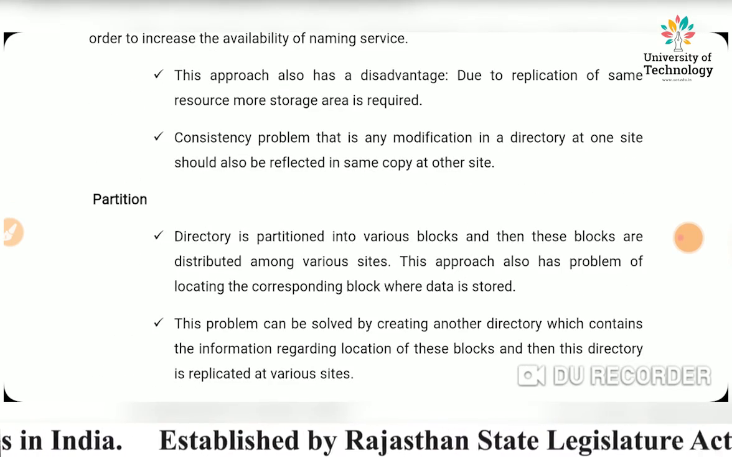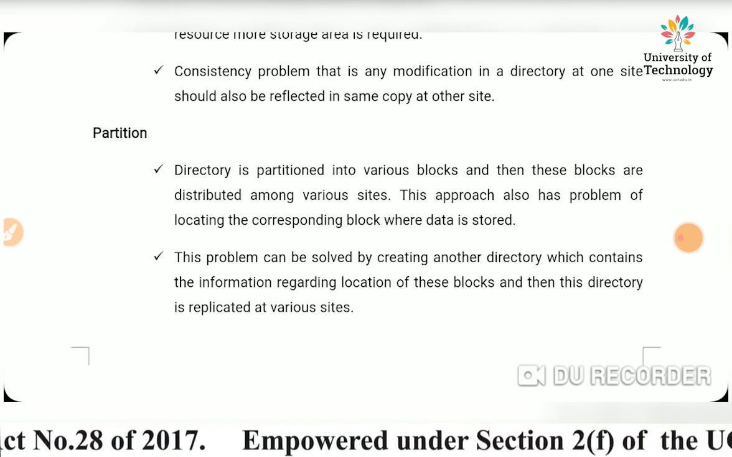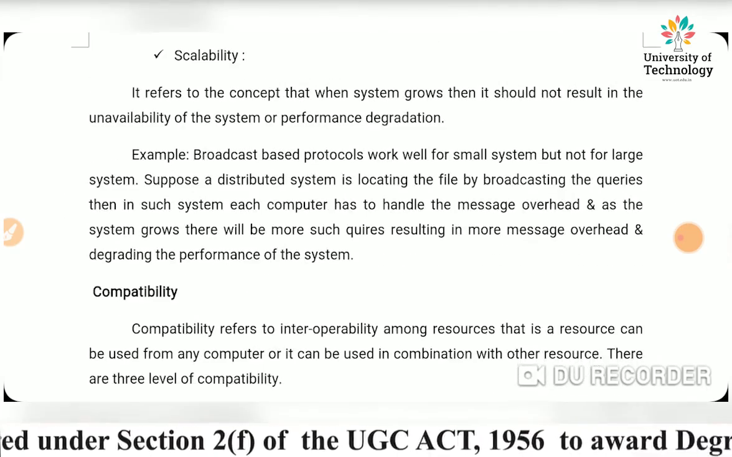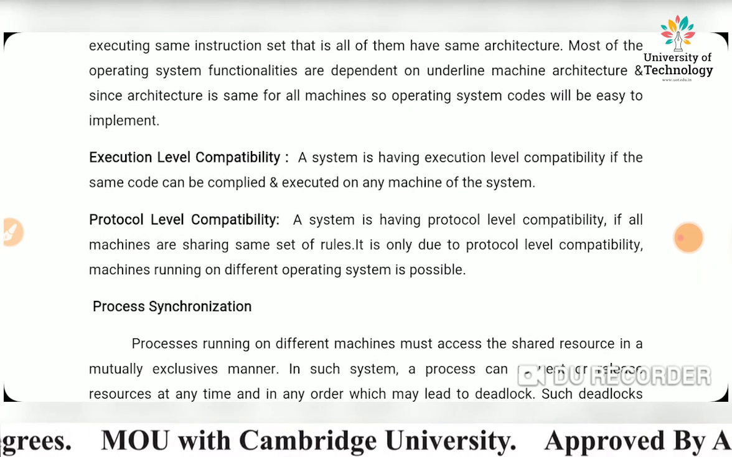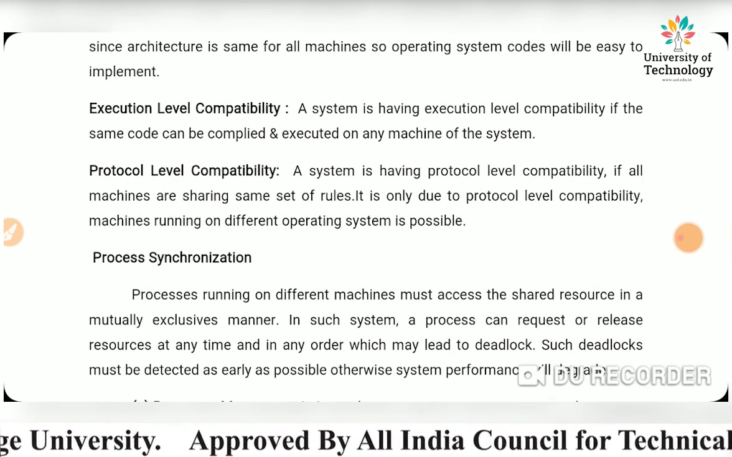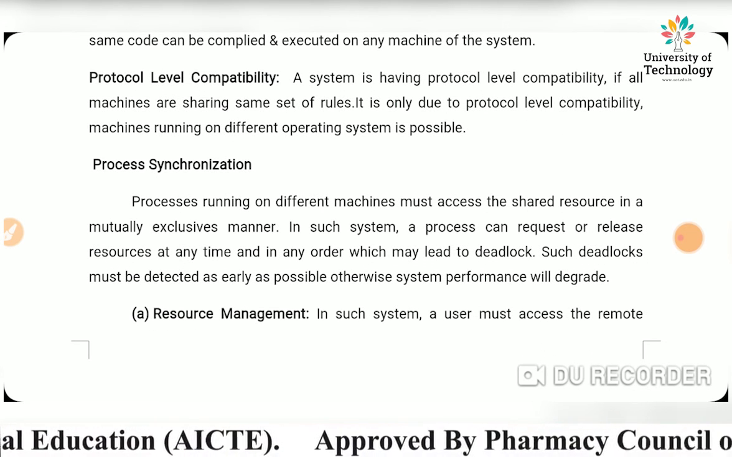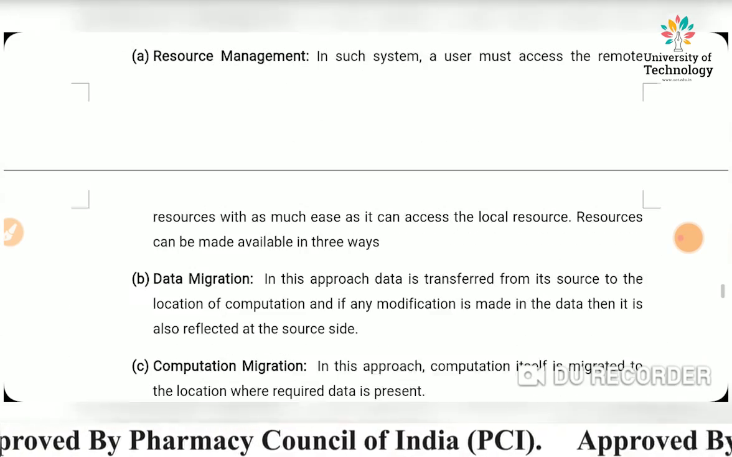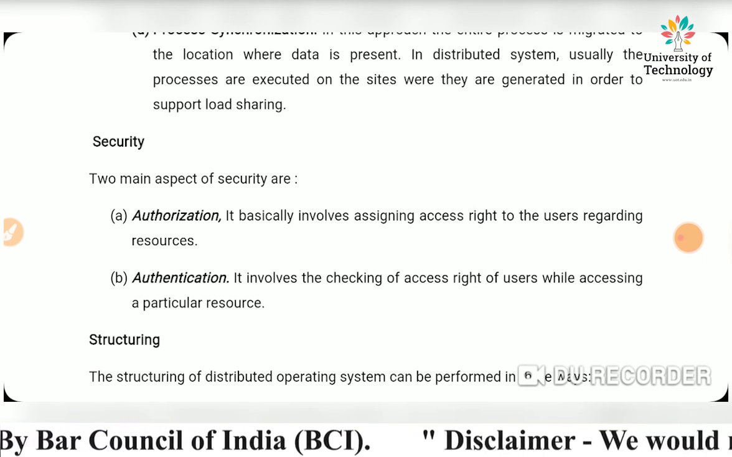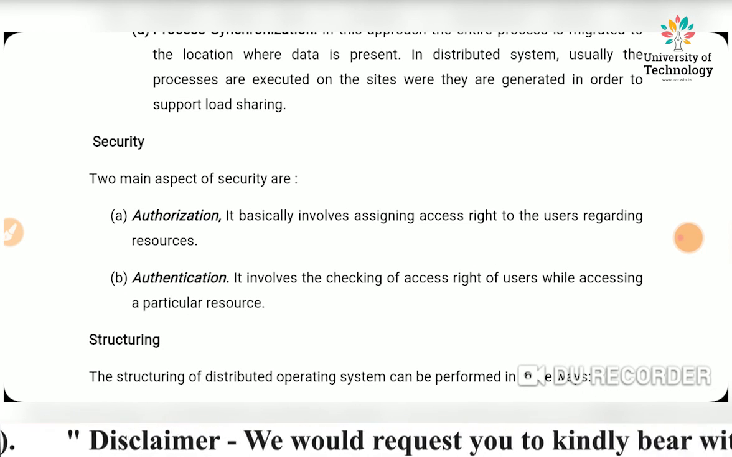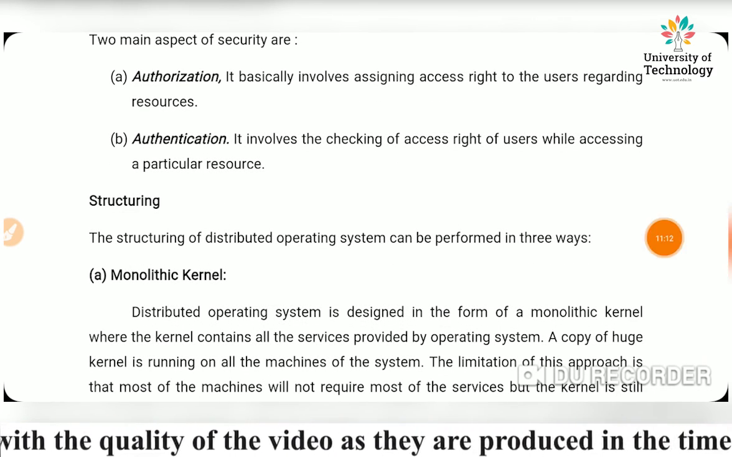Okay, next, compatibility. Inside it we have to tell about binary level, execution level, and protocol level. Next we have to tell about process synchronization. Inside this topic we have to tell resource management, data migration, computation migration, and process migration. Next, security, authentication and authorization, and last, structuring, about monolithic kernel, collective kernel approach, object oriented kernel.